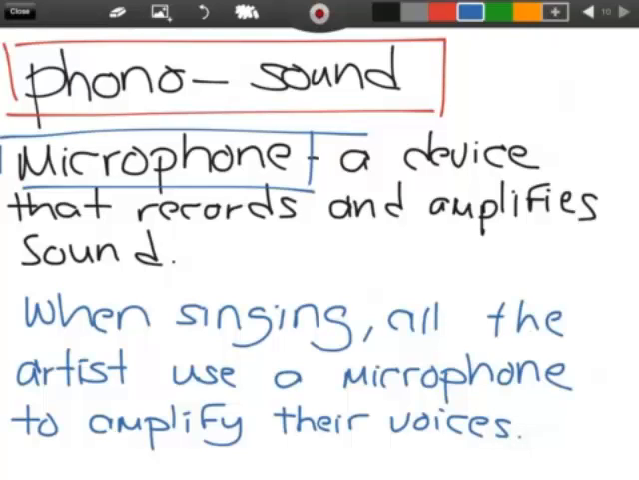I'm going to read that to you. When singing, all the artists use a microphone to amplify their voices.